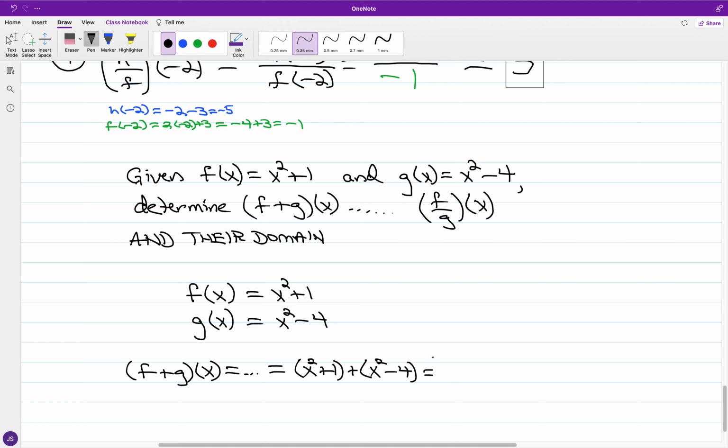Okay, and just removing the parentheses. So for this output, x squared plus x squared will make 2x squared, and 1 and negative 4 will come out to negative 3.